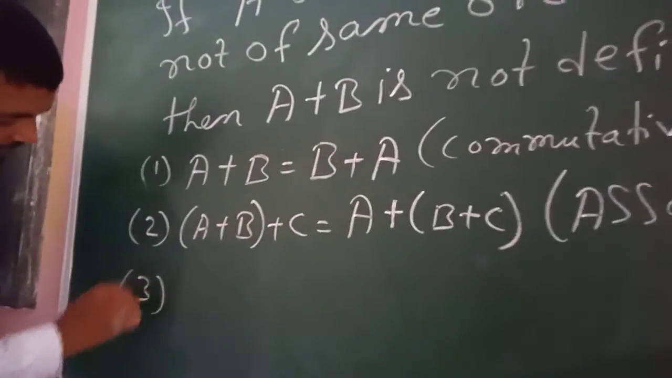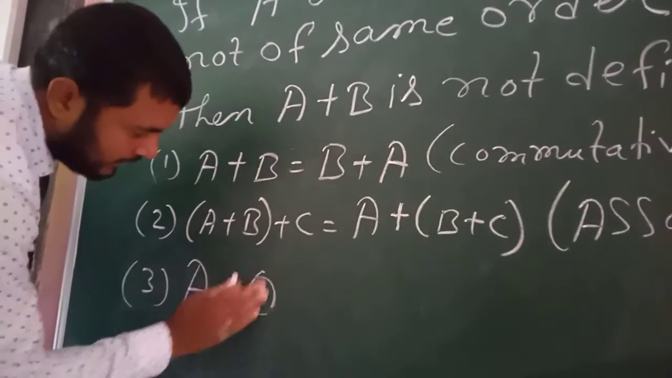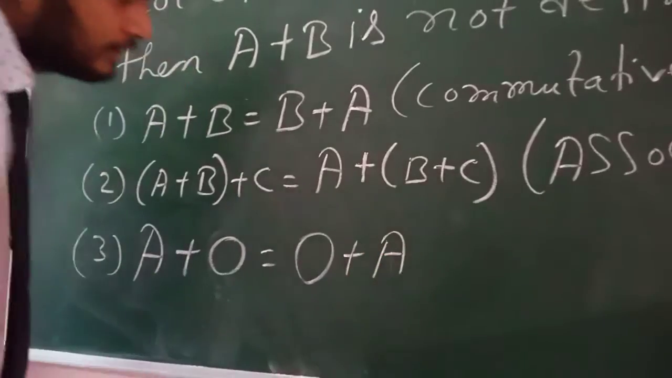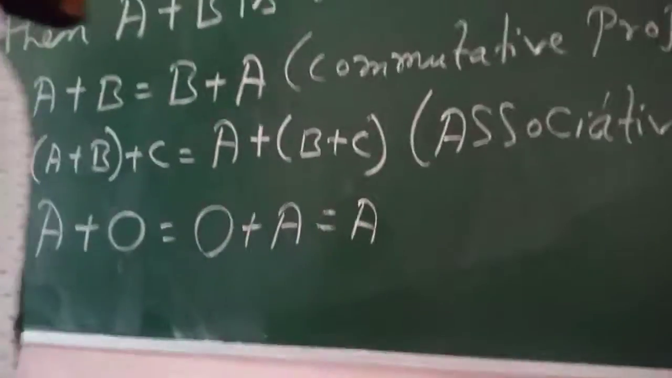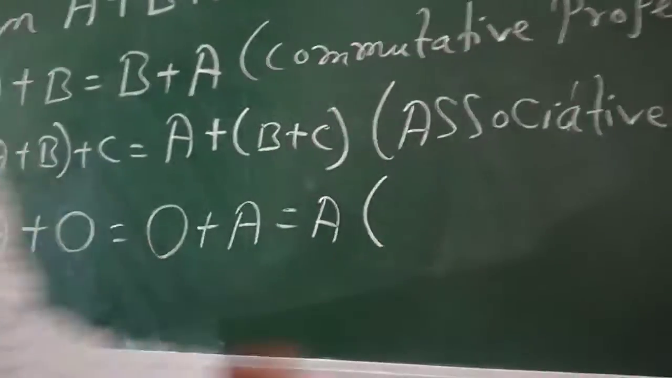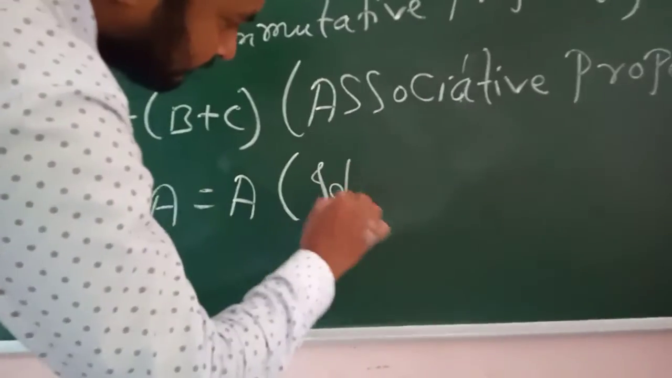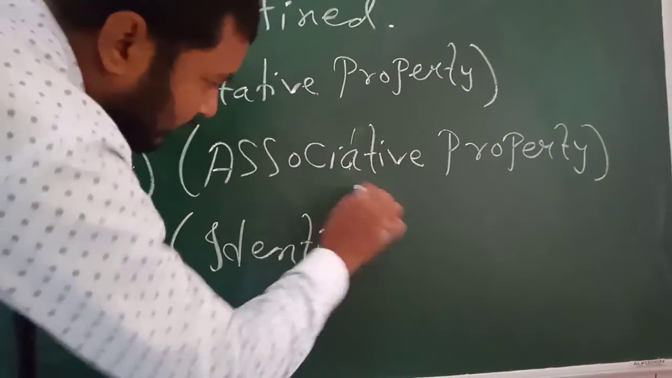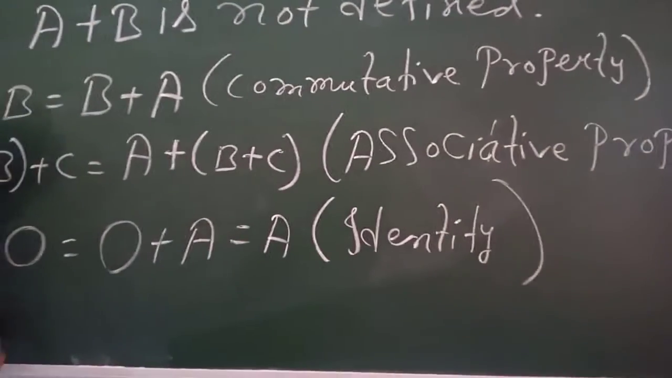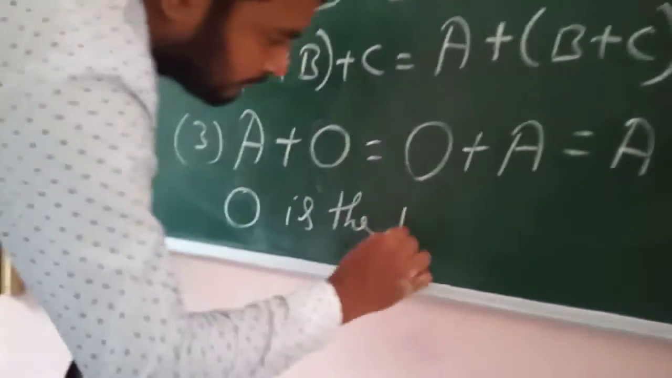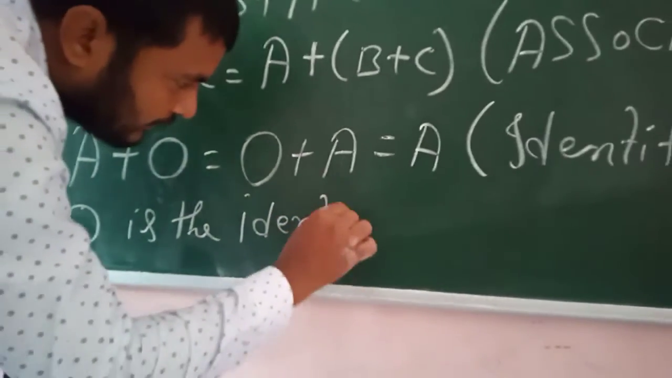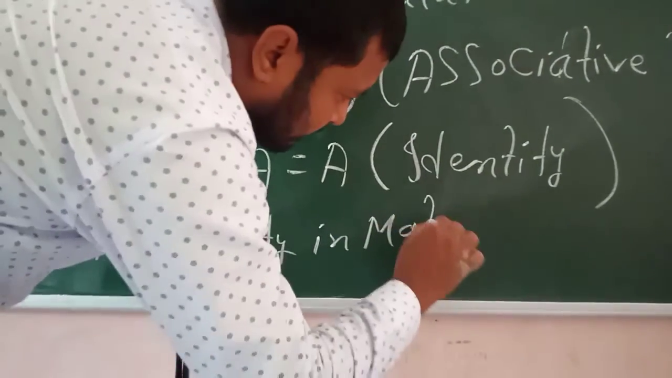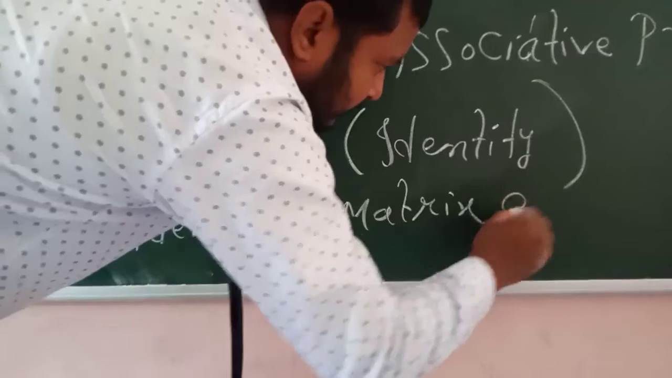The third property is A plus null matrix. The null matrix is represented by O, and O plus A will always be equal to A. This is the identity property. This null matrix is the identity in matrix addition. In matrix addition, O is always the identity element.